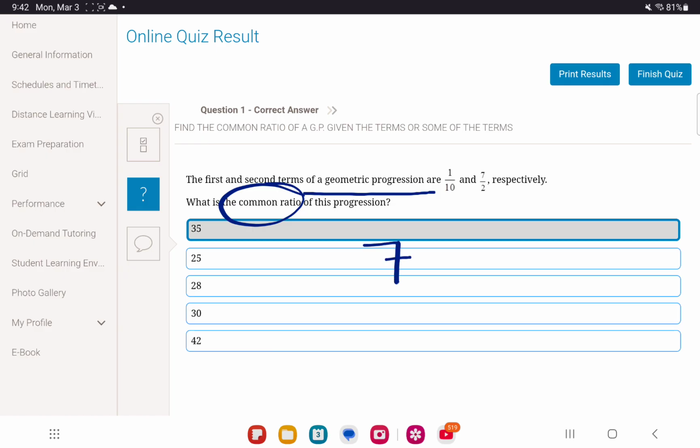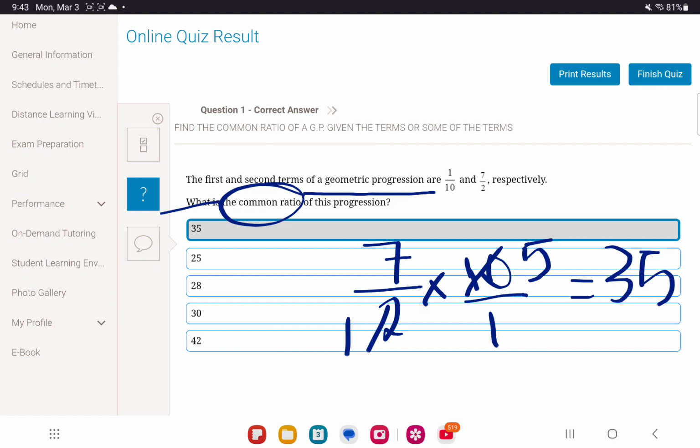Okay, so you divide 7 over 2 divided by 1 over 10. You could do this on your calculator, but simply we use the reciprocal, so it becomes 7 over 2 times 10 over 1. Cancel 5 and 1. 7 times 5 is 35, and that's your answer.